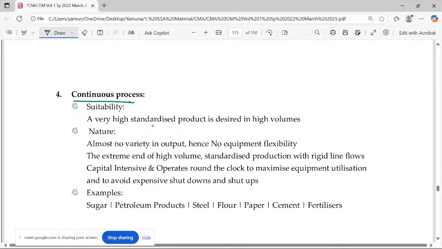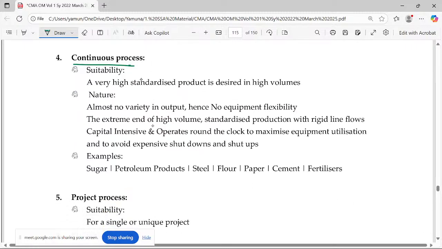Fourth one, continuous process. Yes, where it is suitable. A very highly standardized product in very high volume. Let me go for the example directly. Sugar, petroleum products, steel, flour, paper, cement, fertilizer. This sugar factory has been run for 100 years. What are they doing? Only the same white color sugar they are manufacturing in tons and tons and tons. See, that's why it's continuous.